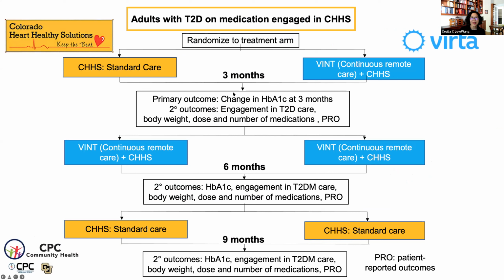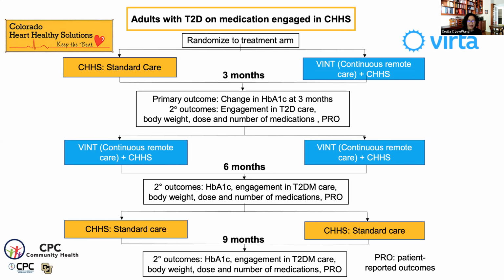So here's our schema. We're starting out with adults with type 2 on medication, engaged in CHHS, getting cluster randomized to either continuing CHHS or starting Virta. At 3 months, we look at the primary outcome, and then there are some secondary outcomes, including engagement in their care. Then this group moves on to switching over to Virta, while this group continues Virta for another 3 months. Then we have a 6-month time point where we relook at everything.